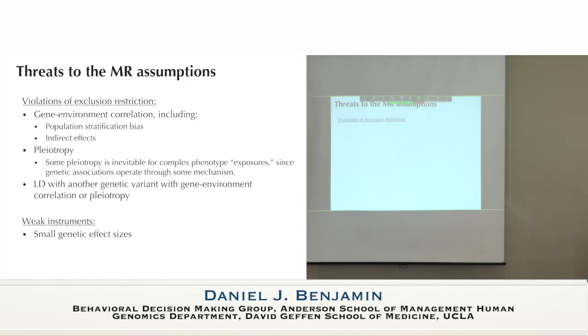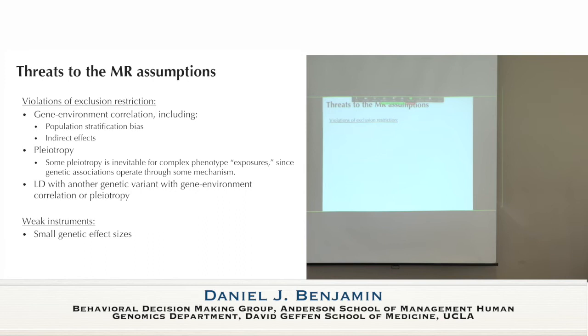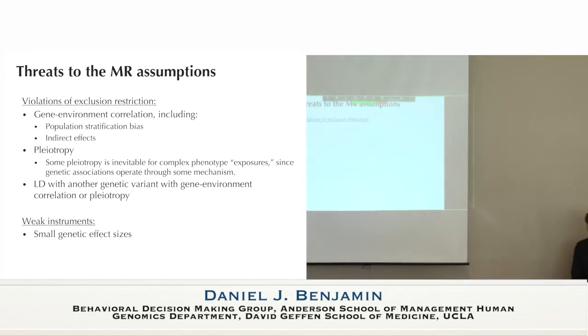The variant may not be randomly assigned. And what kind of problems is that going to cause? OK, yeah. Exactly. So gene-environment correlation and the subtypes of that. So population stratification, indirect effects. Those are reasons why the exclusion restriction could be violated. Pleiotropy. I just showed the answer.